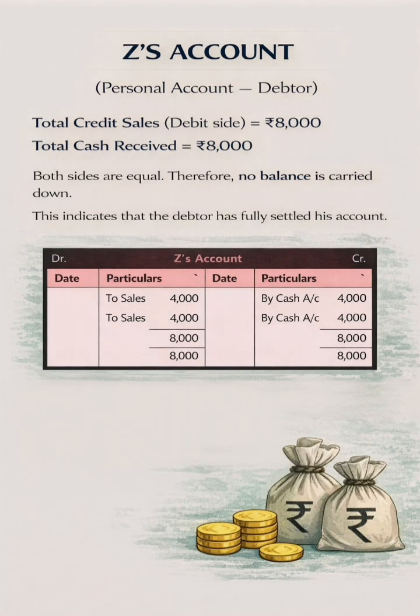Z's account, nature, personal account, debtor. Total credit sales is equal to 8,000 rupees. Total cash received is equal to 8,000 rupees. Both sides are equal. Therefore, no balance is carried down. This indicates that the debtor has fully settled his account.